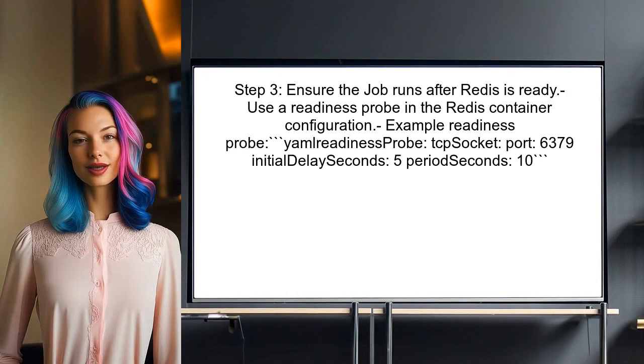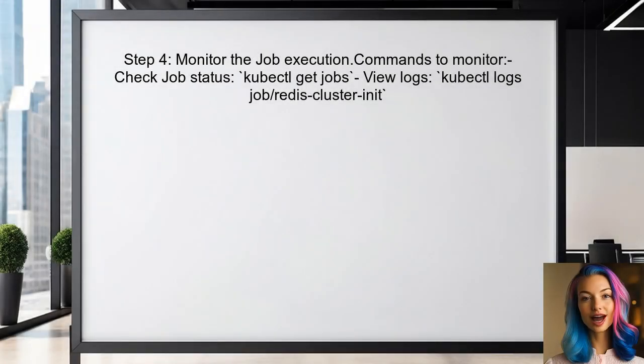After setting up the job, the user should ensure that the job is triggered after the Redis pods are up and running. This can be done by using an appropriate readiness probe. Finally, the user should monitor the job's execution to confirm that it runs successfully and initializes the Redis cluster as intended. This can be done using Kubernetes commands.